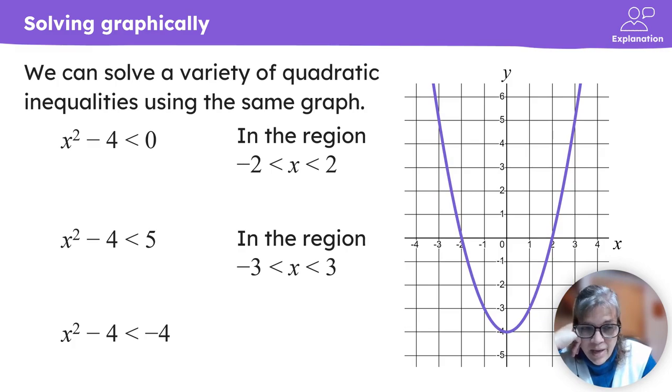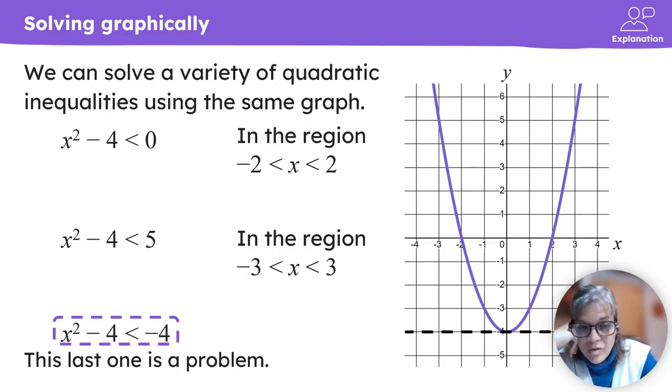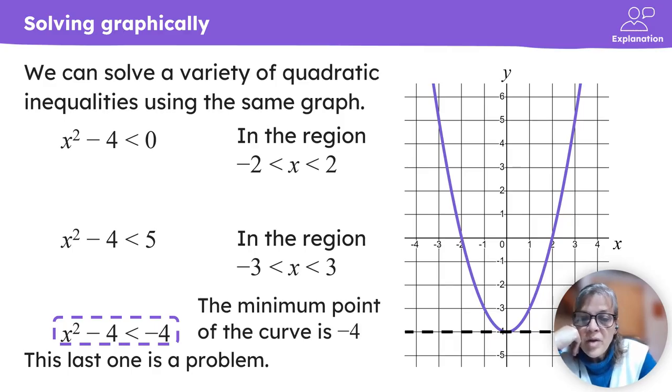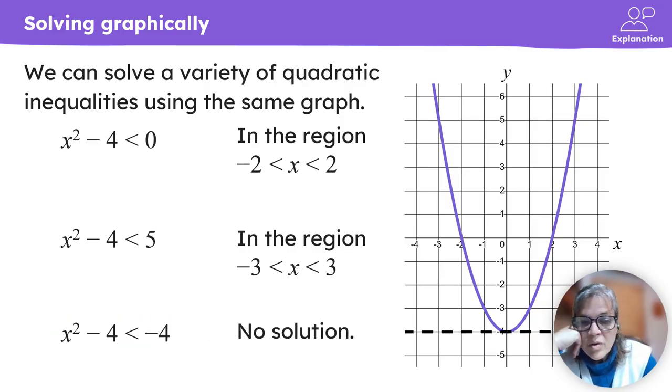I could also say, well, x squared minus 4 has to be less than minus 4. Where is that region? You look at the line y equals minus 4. Now you have a problem, right? Actually, you don't have any curve that's below minus 4. So you don't have any solution. The minimum point of the curve is minus 4. So you have nothing that is less than minus 4.